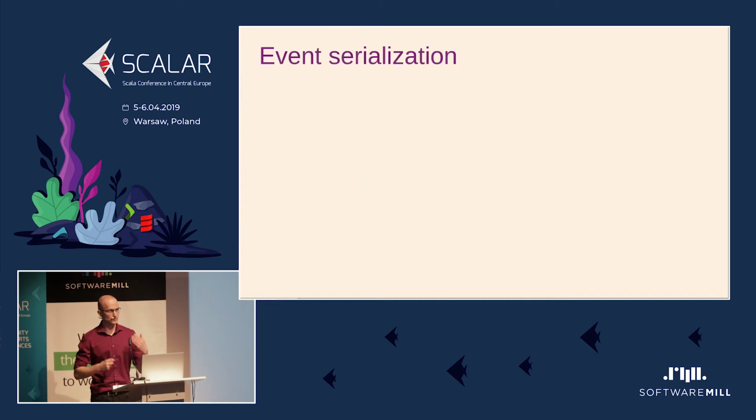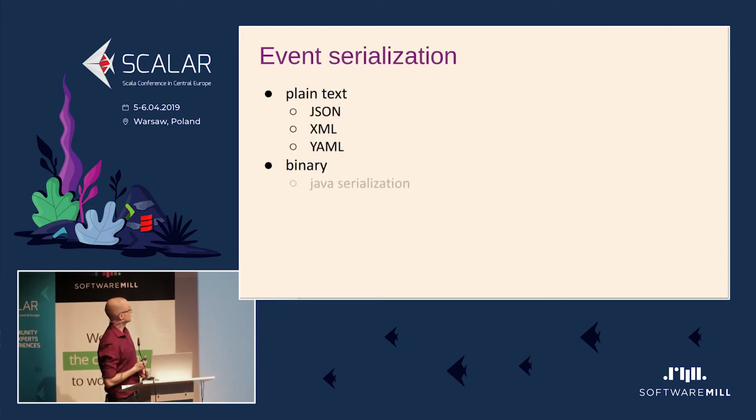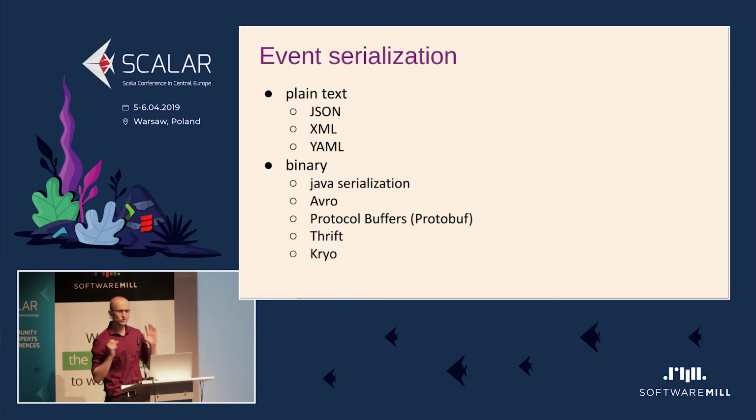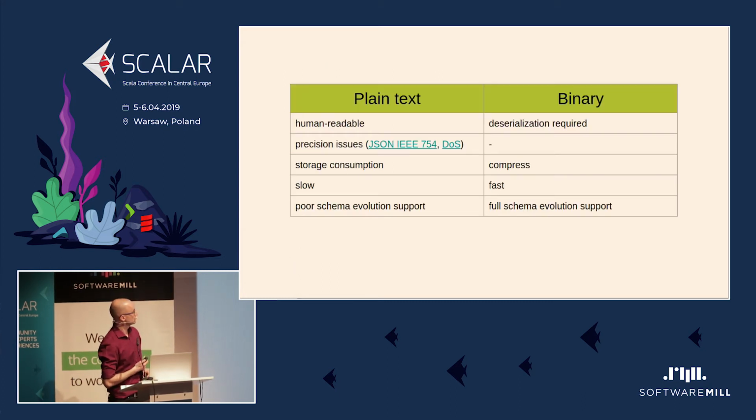Okay, so we know where to store events, now how to store them. And we have a lot of options here: plain text serialization, binary serialization. And I know that most of you will choose JSON anyway, but let me show you some alternatives. First, let's compare binary serialization with plain text serialization.